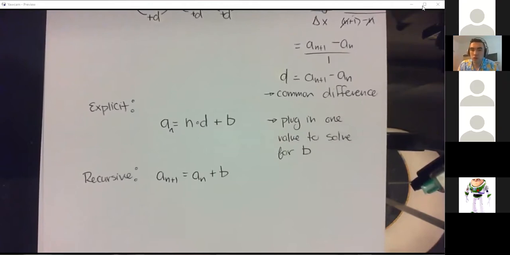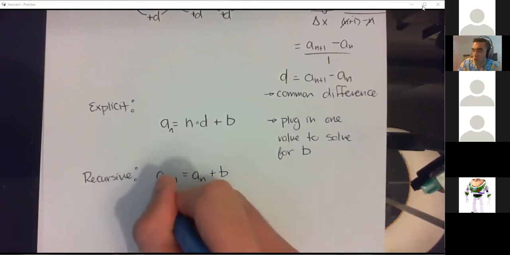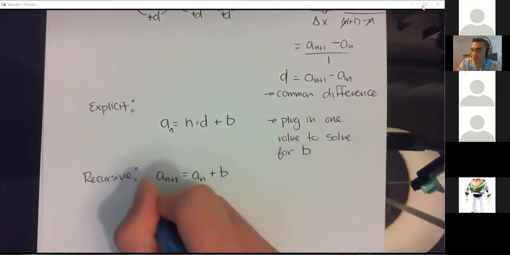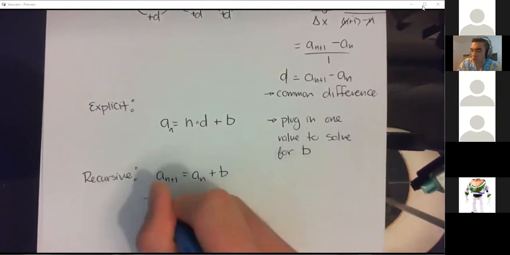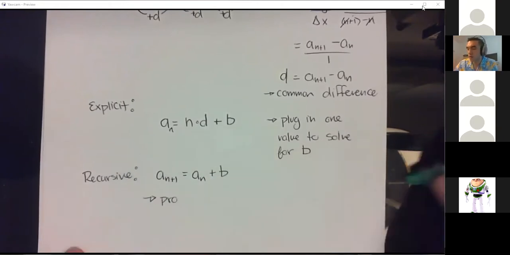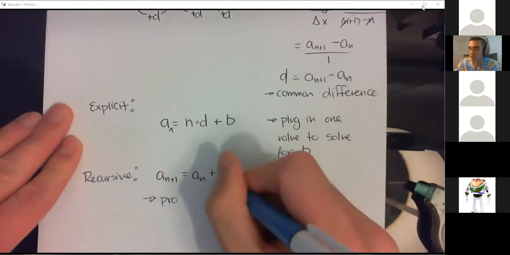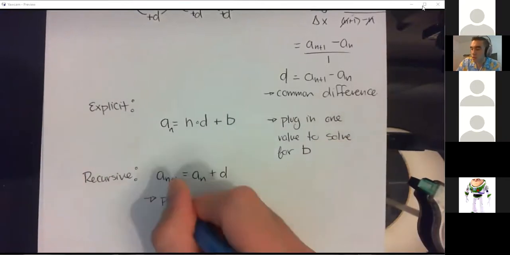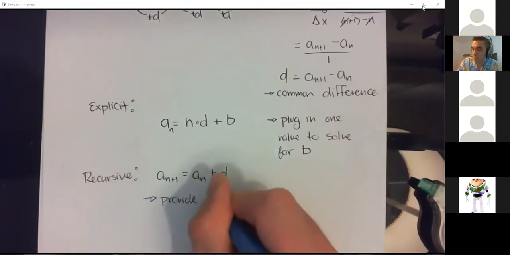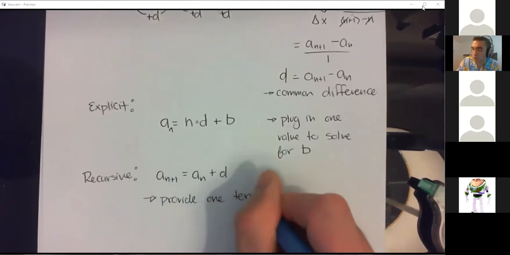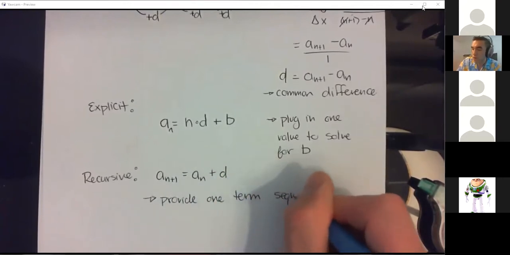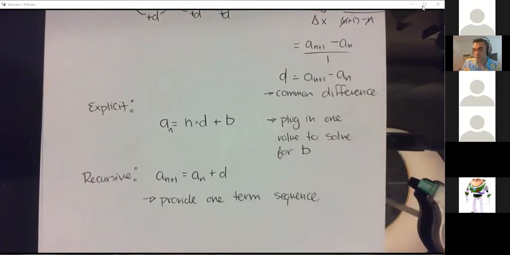For this one, there's typically no real solving to do. Just keep in mind that for the recursive formula to work out, you also have to provide information about one of the terms in your sequence. So you need to provide a sub n plus 1 is equal to a sub n plus the common difference d. You must also provide one term in the sequence in order to well define it, typically the first term.